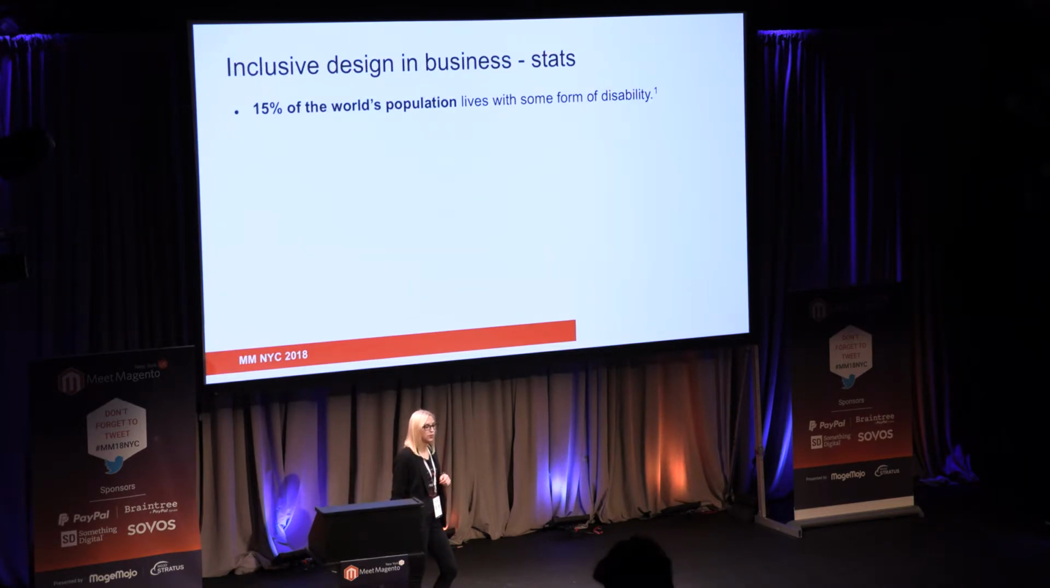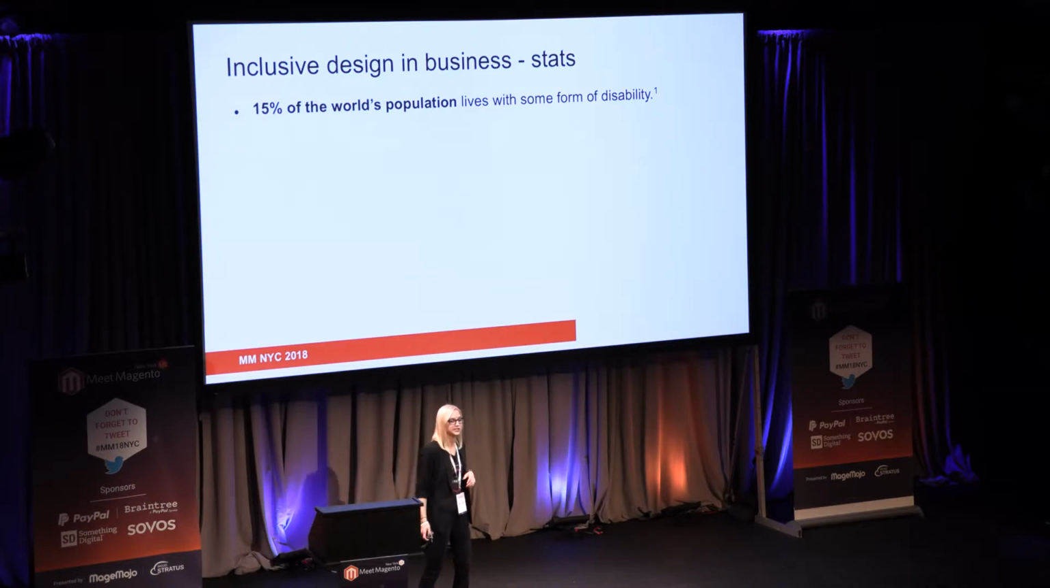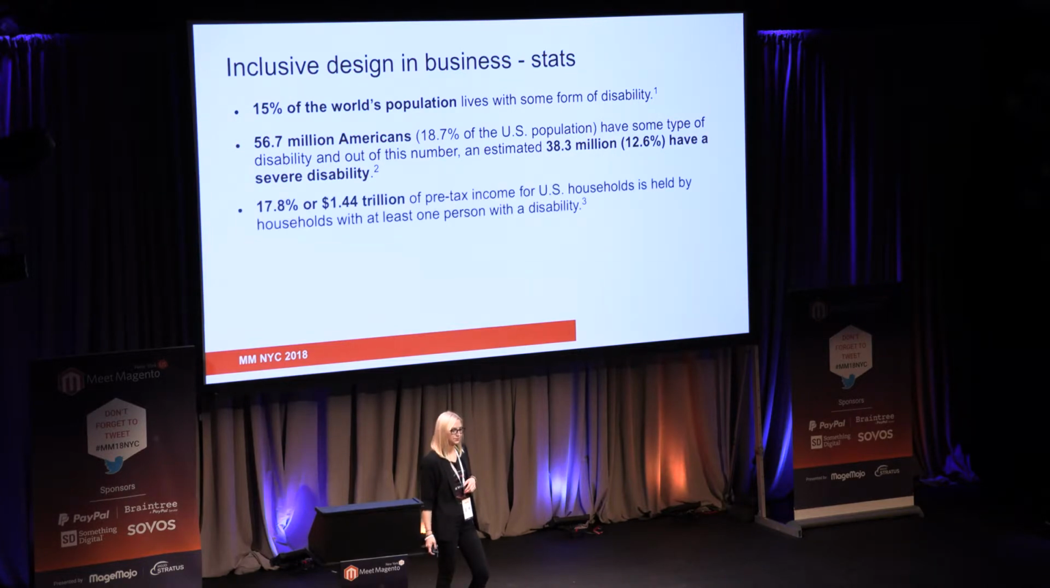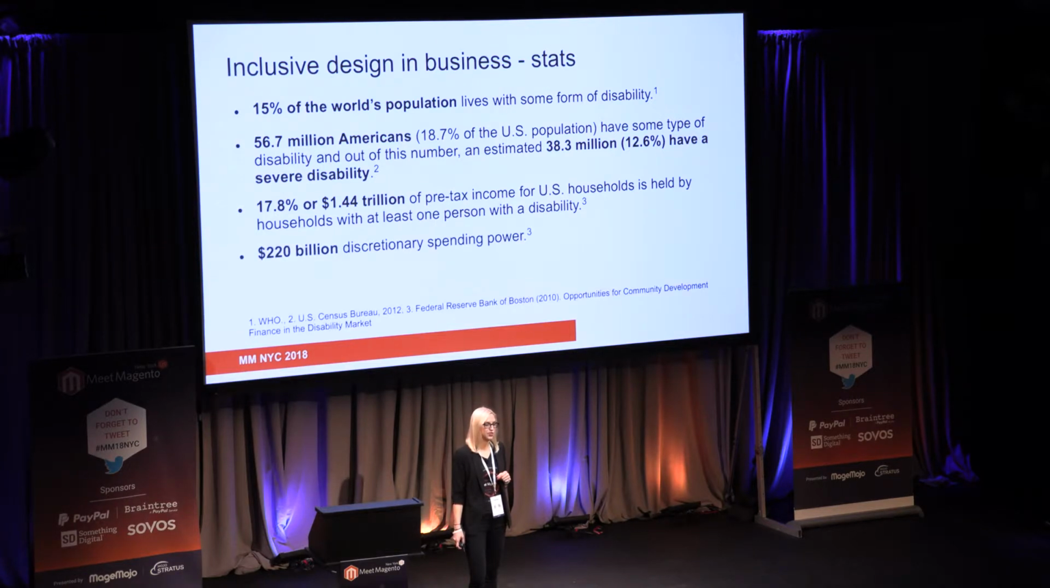So 50% of the world's population lives with some kind of disability. Almost 90% of the US population have some type of disability. And among this number, over 20.5% have severe disabilities. And it's over $1.5 trillion of pre-tax income for US households that is held by households with at least one person with a disability. It's about $220 billion of discretionary spending power.